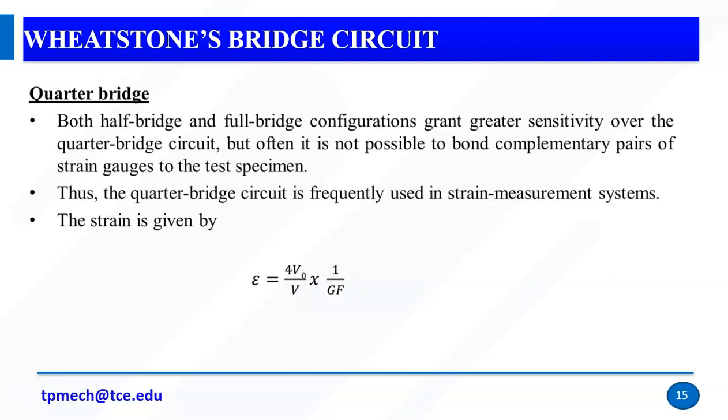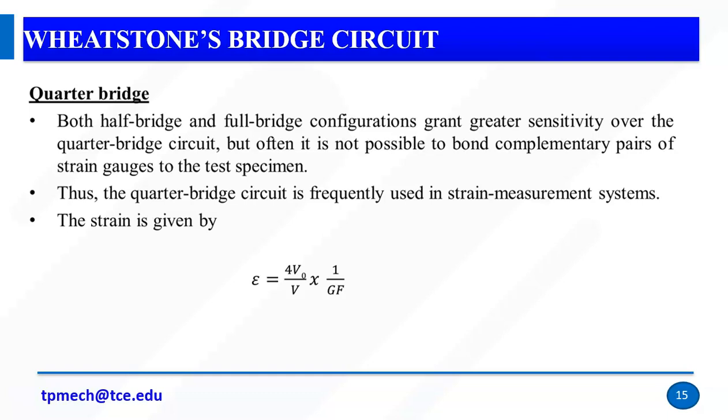So one of the reasons both half bridge and full bridge configurations grant greater sensitivity. The reason is quarter bridge அப்படின்றது ஒரு ரெசிஸ்டன்ஸ் சேஞ்ச் பண்ணி I will get the value, but half அப்படின்றது I will change the two resistance values, so I can get more sensitive value. So sensitive கொஞ்சம் அதிகமா இருக்கும். Full bridge அப்படின்றது நாலு ரெசிஸ்டன்ஸுமே நான் சேஞ்ச் பண்ணுவேன், so I can get more sensitive, right? So the quarter bridge is less sensitive compared to other bridges, but it is often not possible to bond complementary pairs of strain gauges to the displacement.